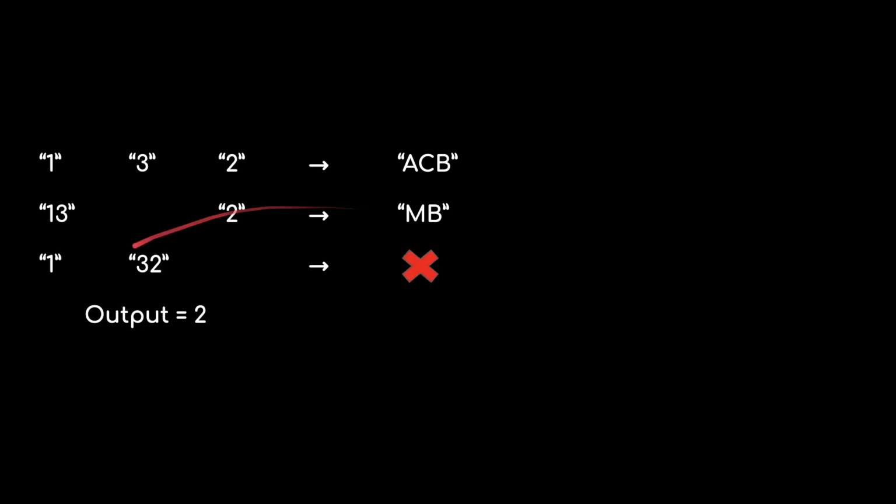So let's take another example. We have this string 1, 3, 2. So one way to decode it will be taking single digits 1, 3 and 2 separately, which will map to ACB. Next, we can take 13 as a double digit and 2 as a single digit, which will map to MB. Lastly, we can take 1 as a single digit, but we cannot take 32 as a double digit because that is greater than 26 and 32 doesn't map to any alphabet. So there is an invalid decode, and the output in this case will be 2.